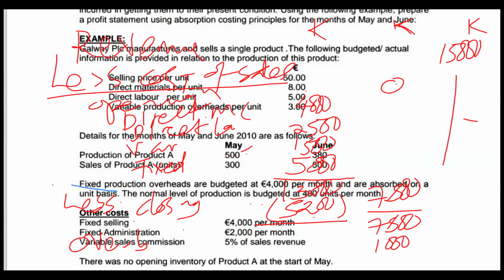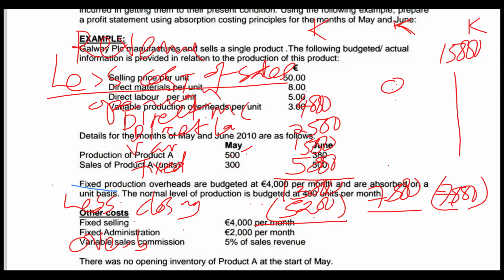I'm confusing myself in the way I'm writing. When you add these two, the answer you push in the last column. This is the opening inventory plus this difference, which is 7,800. Deduct this from revenue, then we add the absorption. So 15,000 minus 7,800, giving us what?